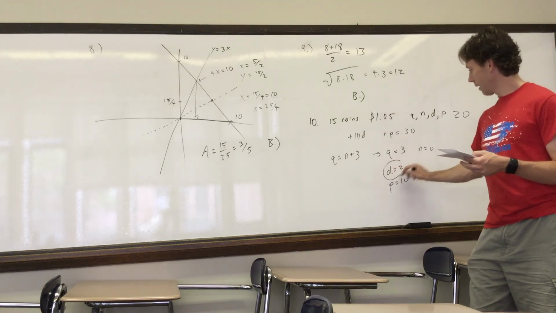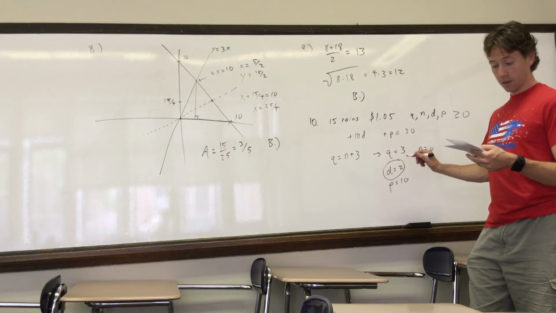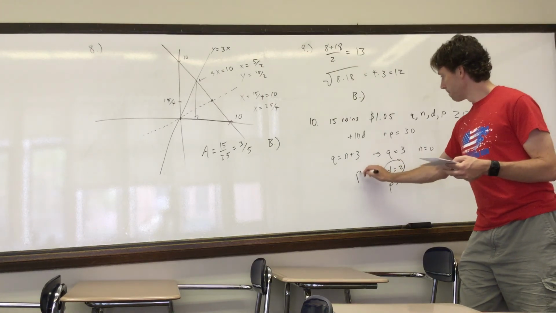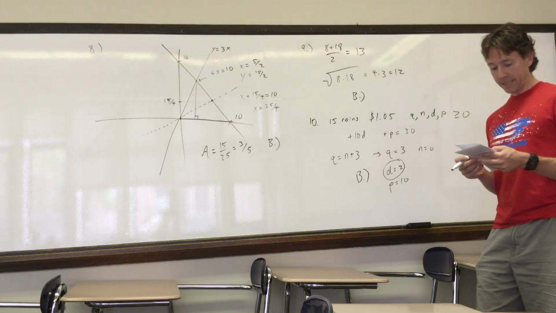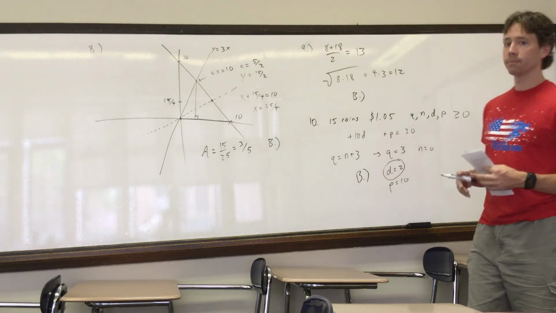How many dimes do I have? 2. So that's also answer B. So 3 straight B's. Good way to start.